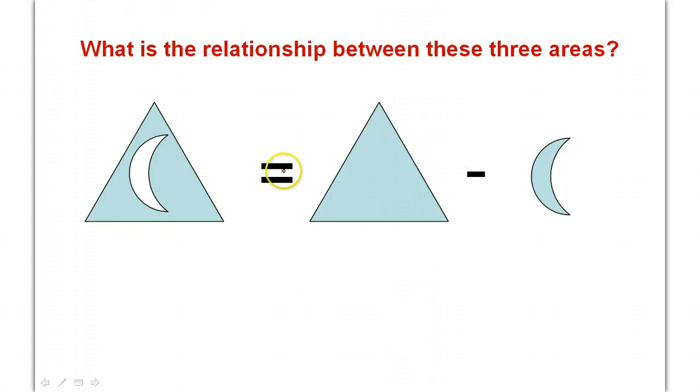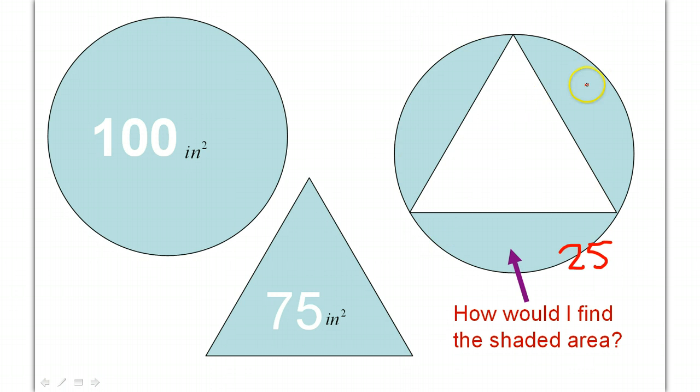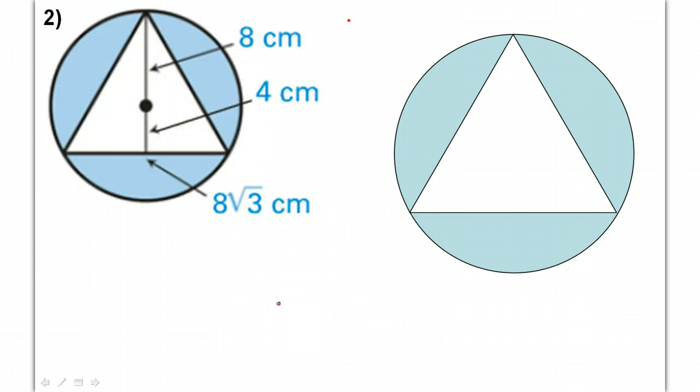Right, we just decided that in a situation like this, with an empty shape that seems like it was cut out like a cookie cutter, that would be the same as doing the outer shape minus the inner shape. So this outer area should be circle minus triangle. In this case, 100 minus 75. Okay? McDonald's. Is this making sense? Okay. That's going to be our strategy for problem number 2.